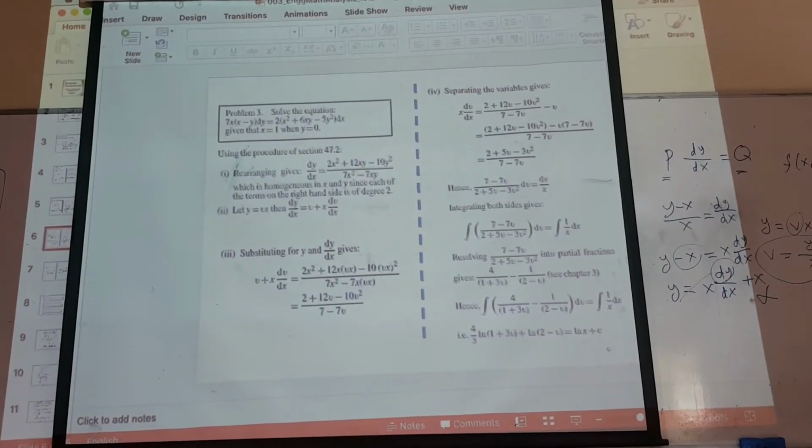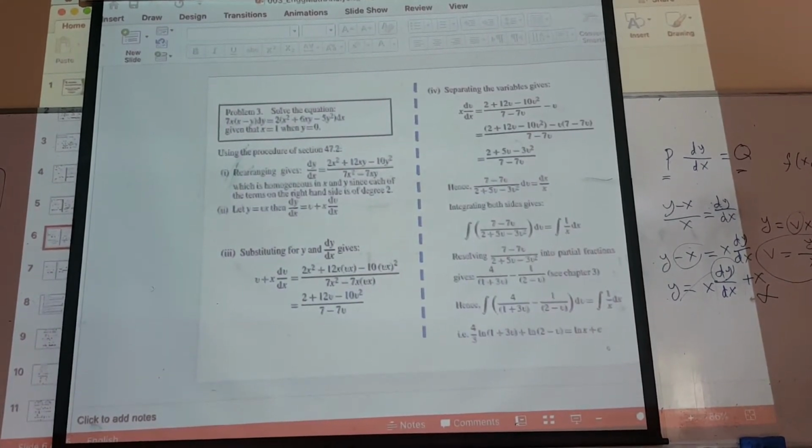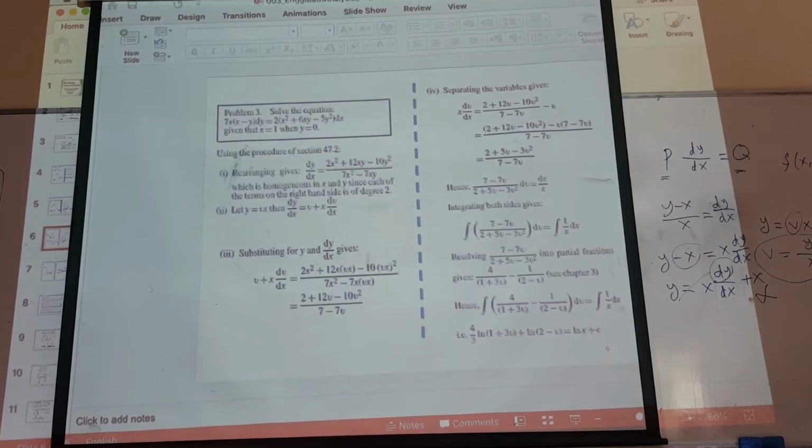Another example. Most of the examples are the same. You just need to go through it and redo it by yourself.